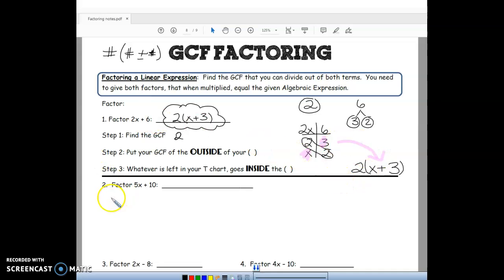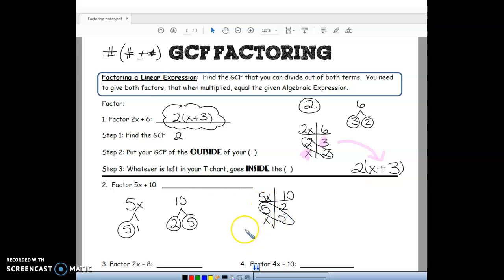So let's try 5x and 10. So 5x, when we do that, it's just 5 and 1. So we'll just circle our 5. 10, 2 and 5. Make our T-chart, 5x and 10. I have 5 and my x. Don't forget that x. That's where a lot of people make mistakes, and this is when people forget, like, x squared is really x and x. 10 is 2 and 5. Let's see what we have in common. We have our 5, so we circle it. That's our GCF. So the GCF goes on the outside of your parentheses.